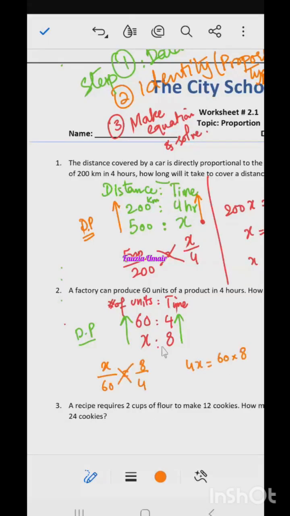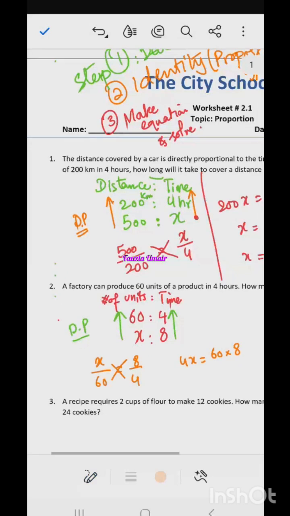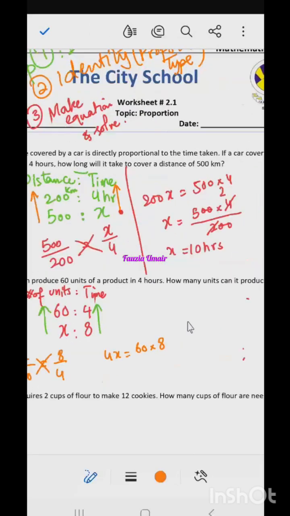Okay, do not multiply at this step. These are simple calculations, but when you go ahead, there might be difficult calculations as well. So x is equal to 60 into 8 divided by 4. You can cancel this 4 and your answer is 120. So what will be the unit? It is units. So that makes sense. If 60 units are produced in 4 hours, then 120 units would be produced in 8 hours. So that is a sensible answer.